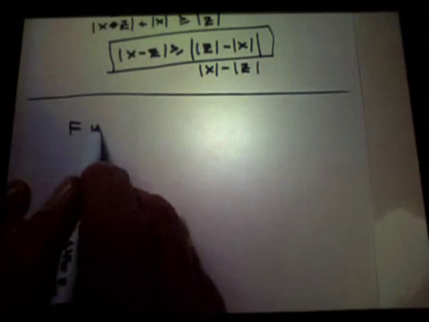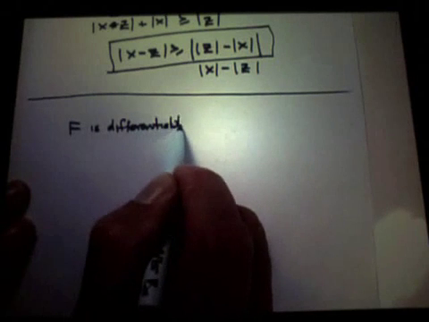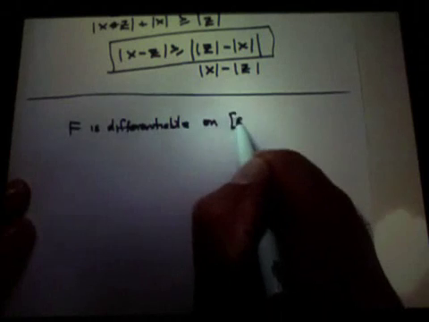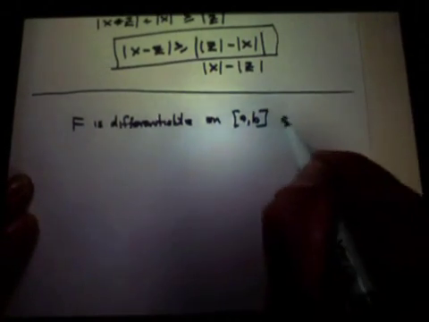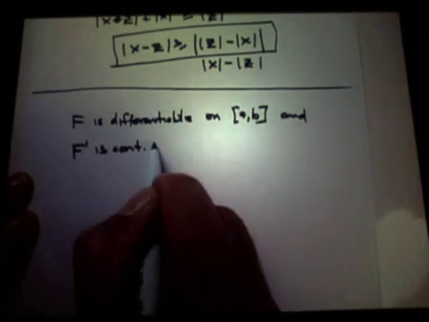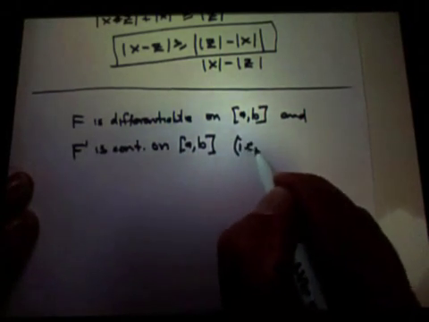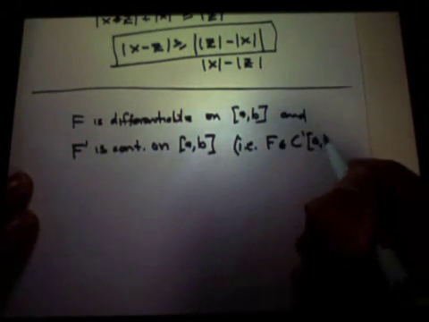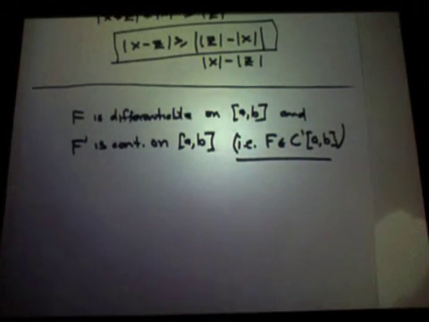If f is differentiable on [a, b], and f prime is continuous on [a, b], i.e., f is C1 on [a, b], right? Because it has a continuous derivative.